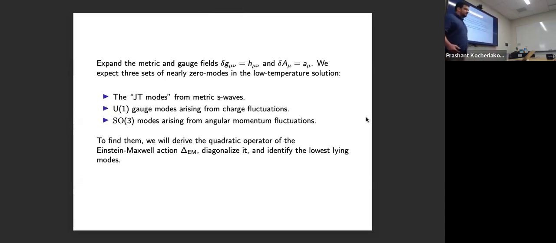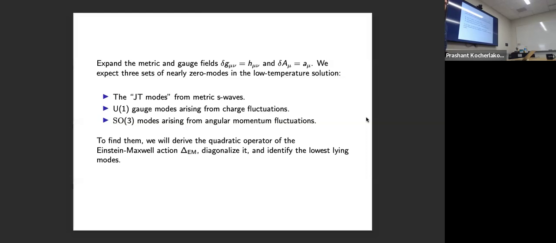We did the same: we expand the metric around this background, and we expand the gauge field around this background. And we expect roughly three sets of, I say roughly because it's just the intuition from the 2D analysis, we expect three sets of gapless modes. One comes from the JT mode, from S waves that describe the fluctuation of the length of the throat. We expect some U(1) gauge modes that arise from charge fluctuations. And we also expect some SO(3) modes that come from fluctuations of the angular momentum of the black hole. To find them, you just derive the quadratic operator of the Einstein-Maxwell action that we call delta EM, diagonalize it, and identify the lowest lying modes.